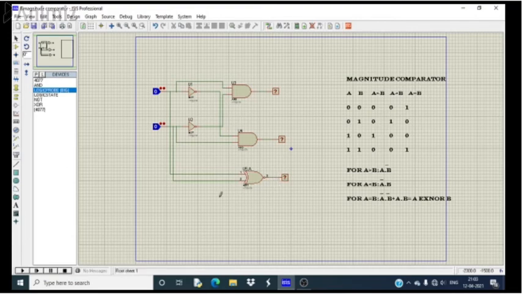So friends, let's start to run this by using the play option. When both inputs are 0, 0, means both inputs are equal, then A equal to B becomes 1. When A is greater than B, then A greater than B becomes 1. When A is less than B, then A less than B becomes 1. And when both inputs are 1, 1, then A equal to B becomes 1. So friends, by using a magnitude comparator, we can compare the two inputs.